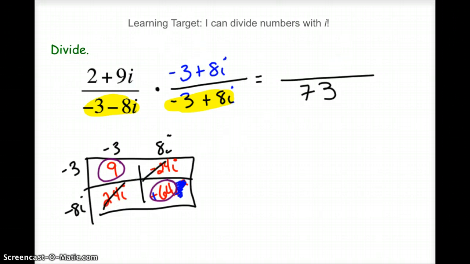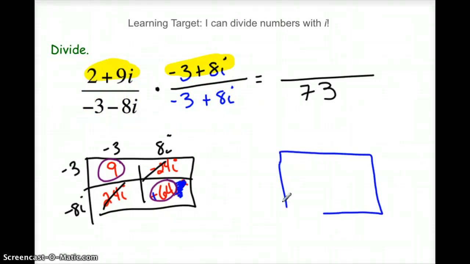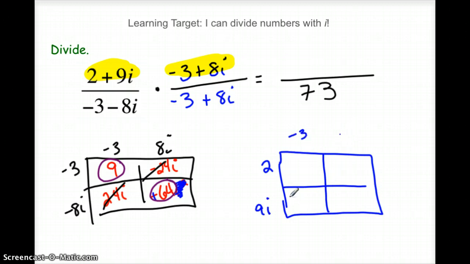Do I need a 2x2 grid for the top? Yes, I do for this one. Okay, I need a 2x2 grid for sure. We've got the foil. So let's make the top grid a blue grid so you can tell the difference. So let me label my sides, 2 and 9i, negative 3 and 8i. And I'm going to multiply to fill in.